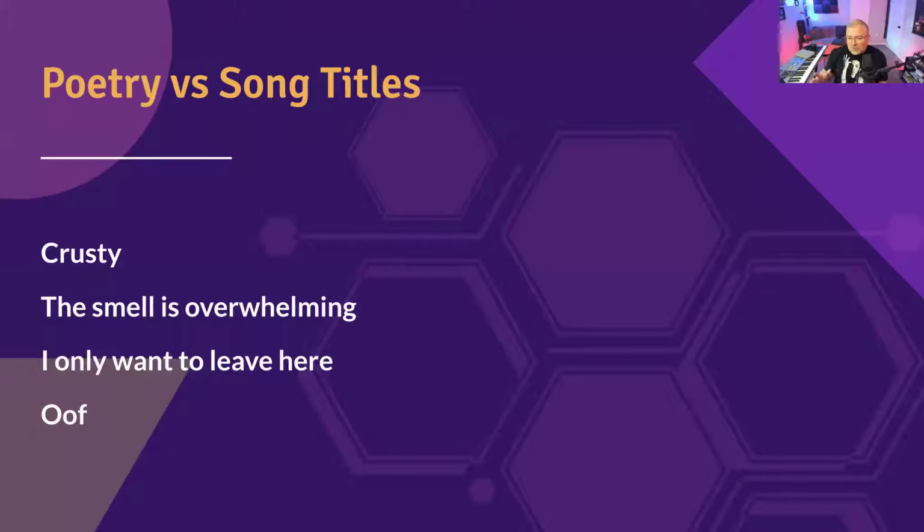So here's a poem. It's crusty. The smell is overwhelming. I only want to leave here. Oof. Right? That's my poem. I know. Don't steal it. It's the best writing ever. But what if the title is Rotten Cheese? Rotten Cheese. Crusty. The smell is overwhelming. I only want to leave here. Oof. Right? The title colors what's happening in the poem.